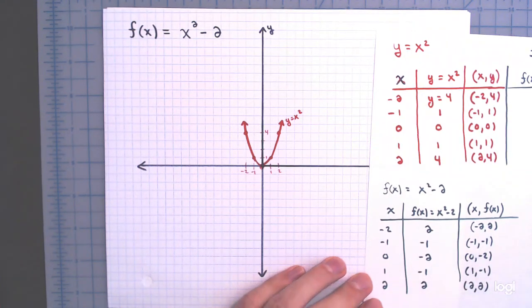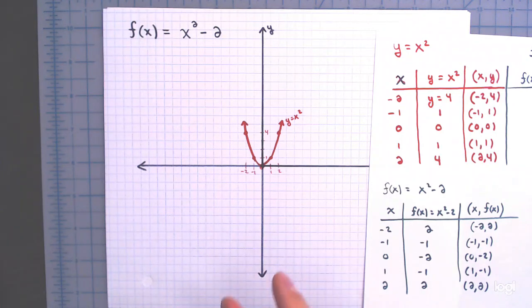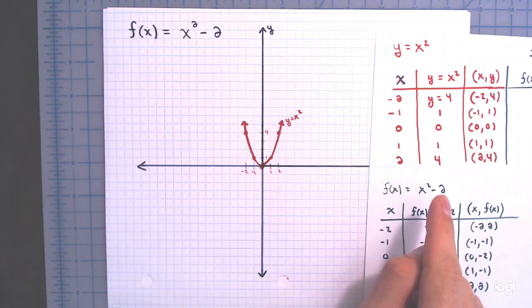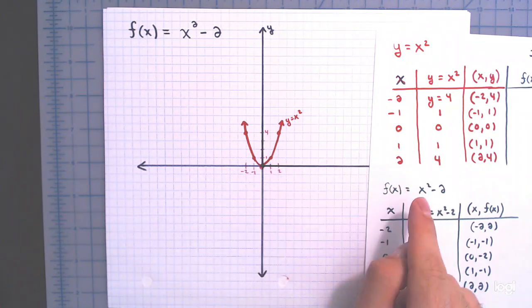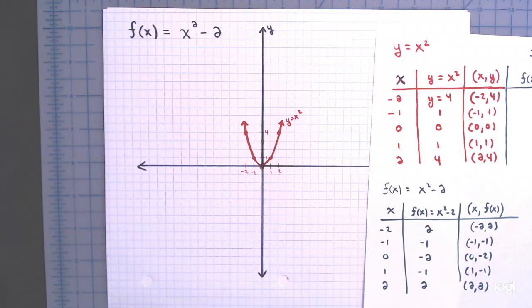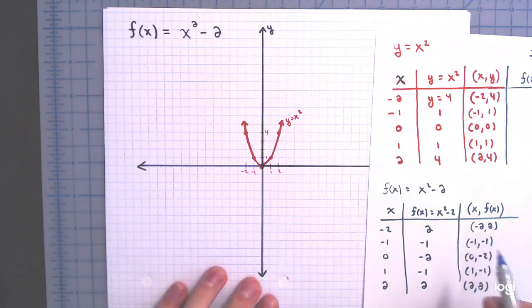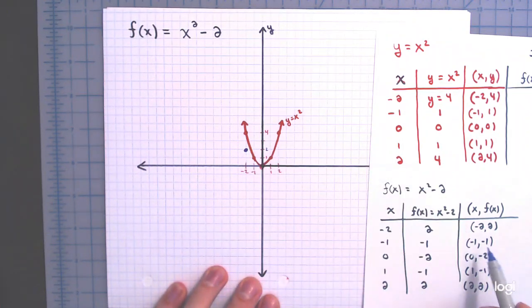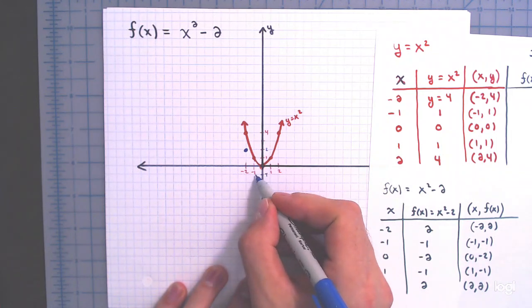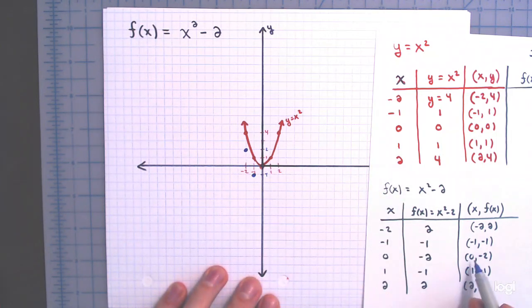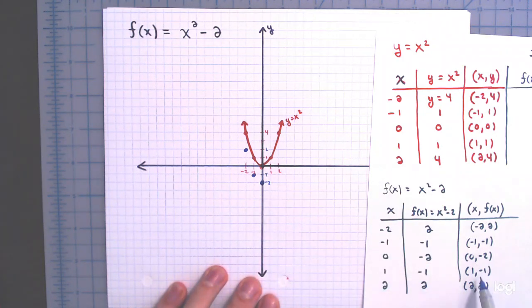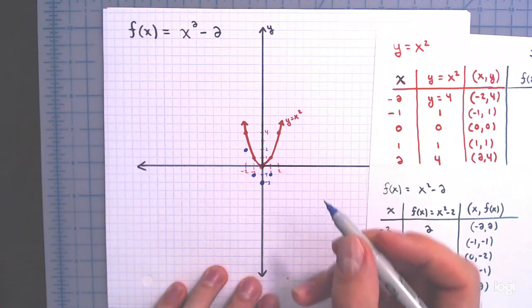And again, all we're going to see is that the graph of this new function, y equals x squared minus 2, is the graph of the original, shifted down 2 units. So let's plot those points. -2, 2. There's that location. -1, -1. 0, -2 on the y-axis there. 1, -1, and 2, 2.